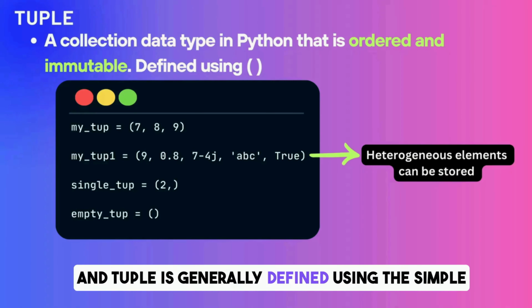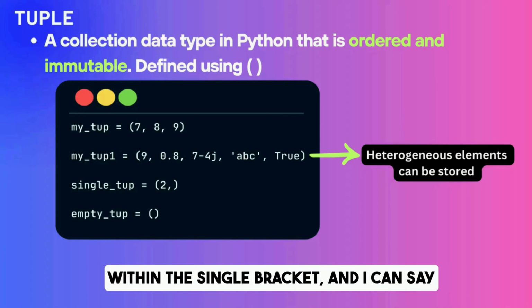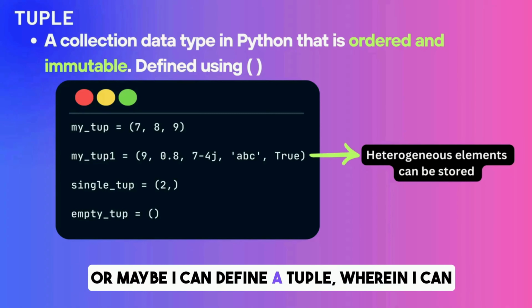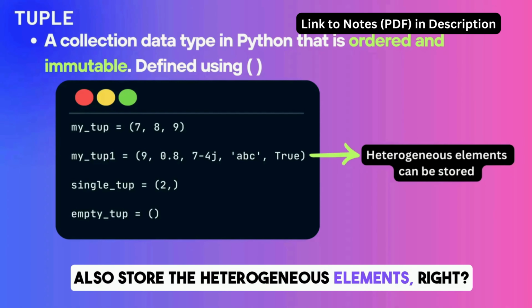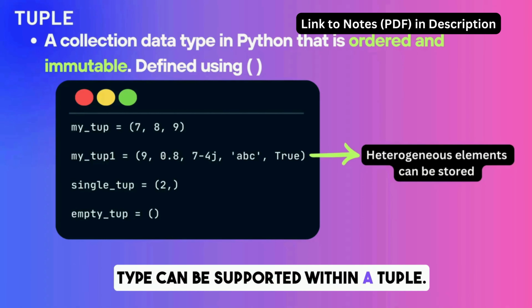And a tuple is generally defined using the simple brackets, that is, the round brackets. For example, I can define a tuple within the brackets and provide some numbers, or maybe I can define a tuple wherein I can also store heterogeneous elements, meaning that different data types can be supported within a tuple.